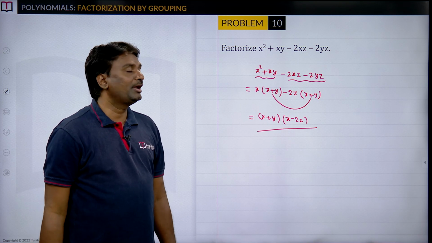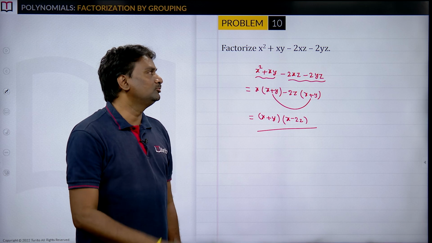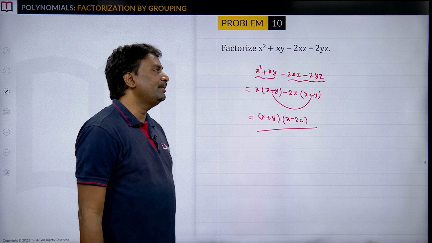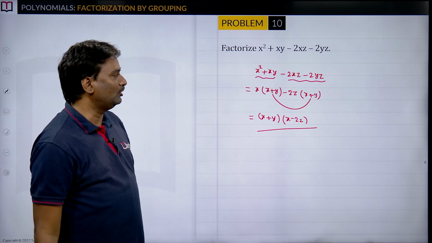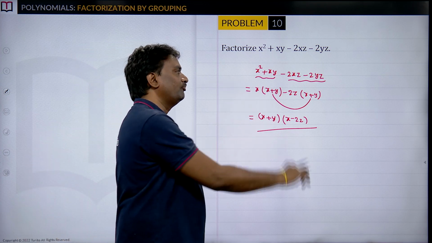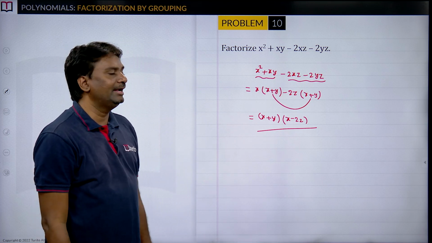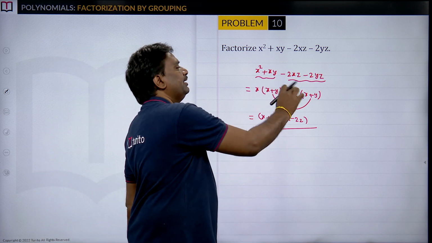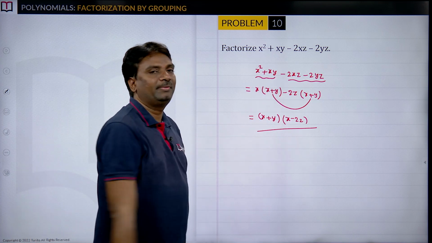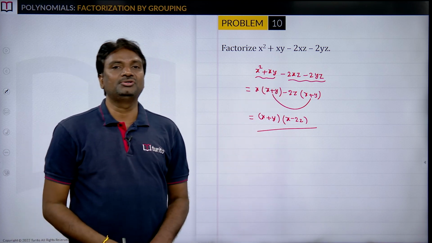So, factorize x square plus xy minus 2xz minus 2yz. I have taken the first 2 terms x square plus xy as one group, and minus 2xz minus 2yz as the second group. From x square plus xy, taking x as common, we got x of x plus y. From the last 2 terms, taking minus 2z as common, we got x plus y. Again by taking x plus y as common, we got x plus y into x minus 2z.